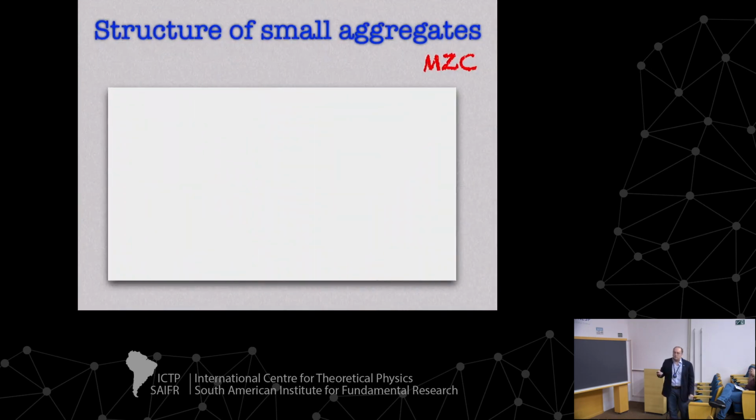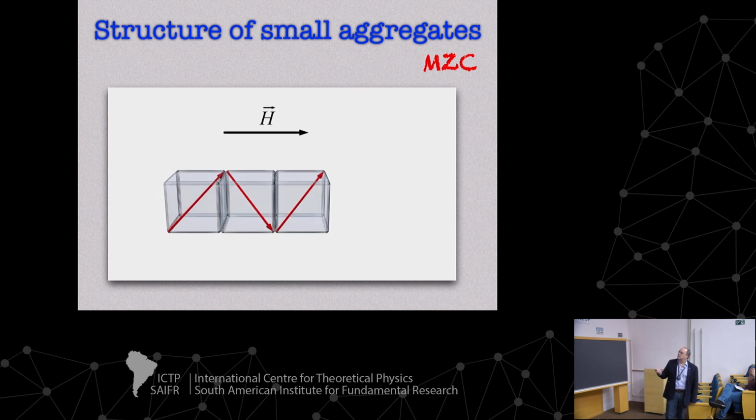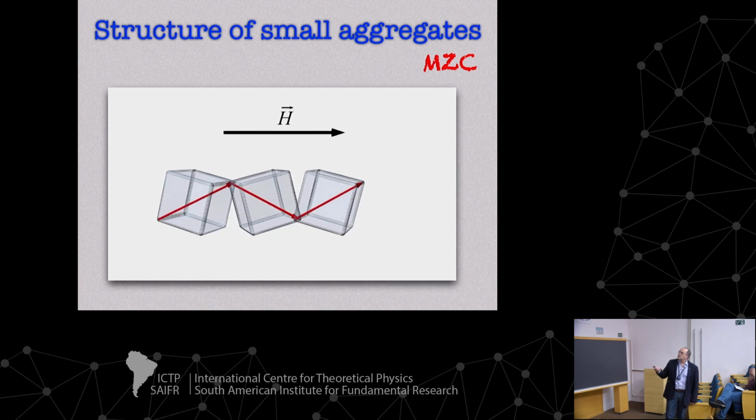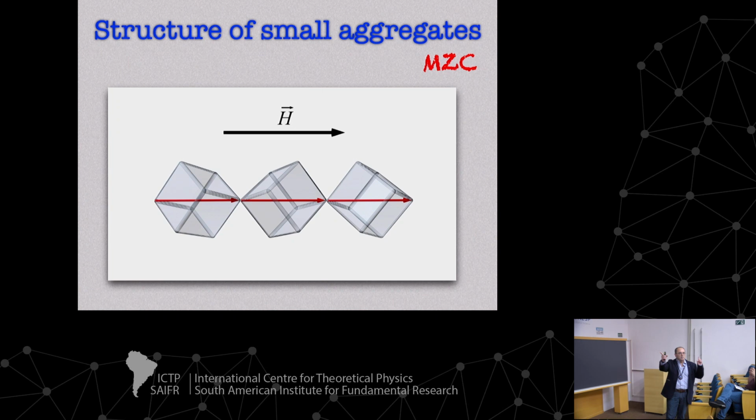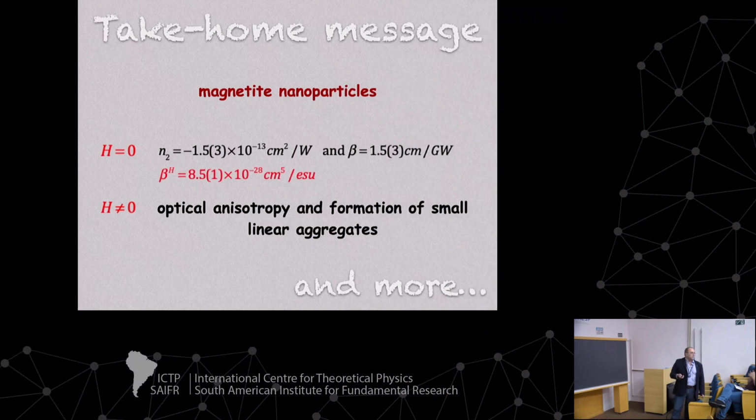So just to give you, let's see if this movie will work. Just to give you an idea what we have, you have the cubes here, the magnetic moment. If you increase the field here, what happens is that the moments will align parallel to each other. You have an increase of the size of these lines, and this we are able to see in the X-ray experiment.